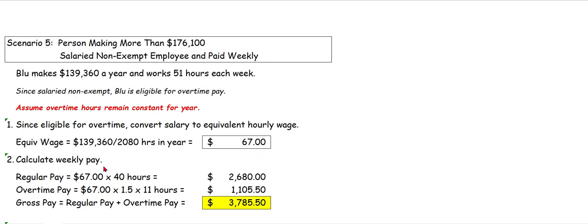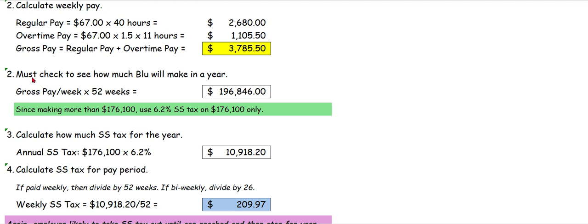We calculate the weekly pay. So the regular pay is $67 an hour times 40 hours yields that number. Overtime pay, 67 times the 1.5 pay premium times 11 hours above 40 hours. We come up with that. We add the two together.